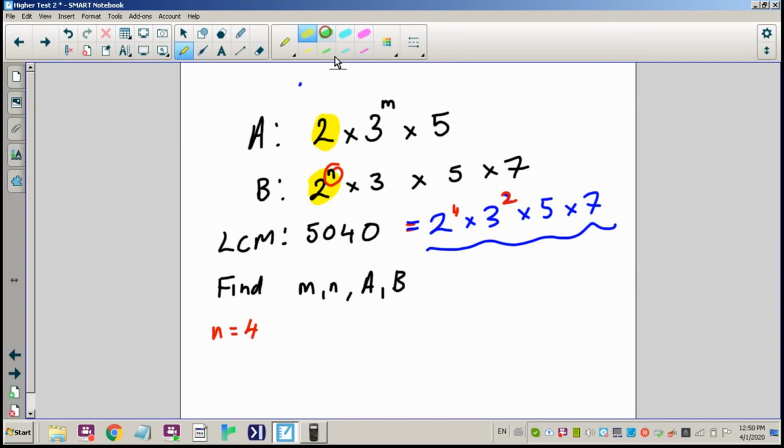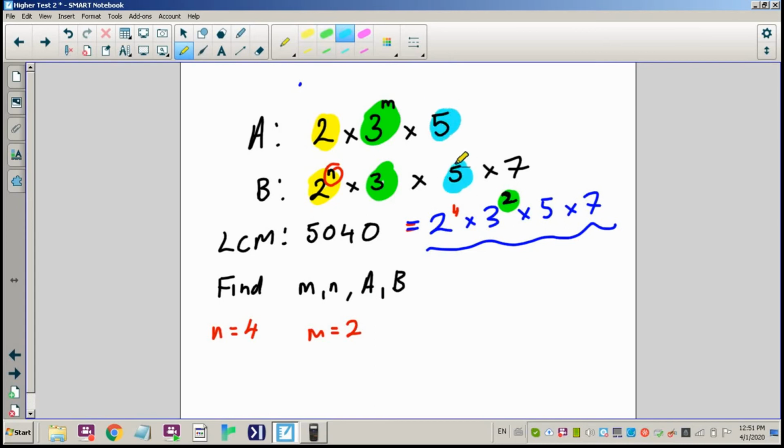Let's do that again with 3. 3 appeared in both numbers. In the bottom number b, it appeared to the power of 1, or it just appeared once. But in the top number a, it appeared to the power of m, and you take the highest power. So m must be 2. Why? Because that's the power of 3 in the lowest common multiple.